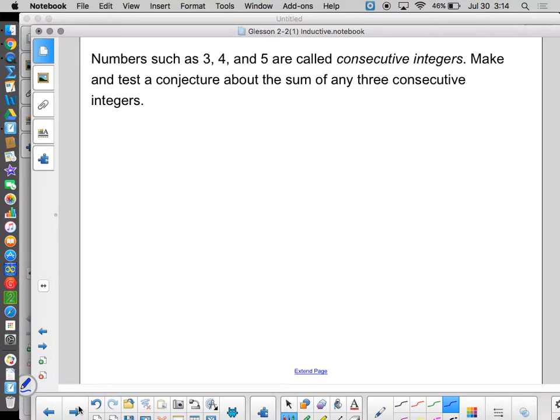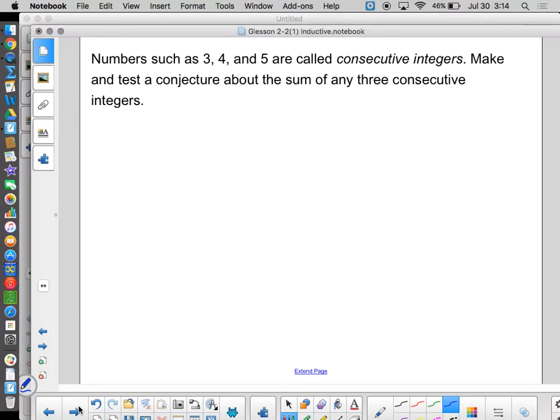There are also patterns in numbers and in mathematics. Numbers such as 3, 4, and 5 are called consecutive integers. Integers, you'll recall, are whole numbers, positive or negative. Consecutive means they come in a row. So 3, 4, and 5 would be consecutive. 8, 9, and 10 would be consecutive. 12, 13, and 14. 100, 101, 102. Any three numbers in a row are consecutive integers. Even -9, -8, -7. Those would be consecutive integers. All right? No skipping. Consecutive.